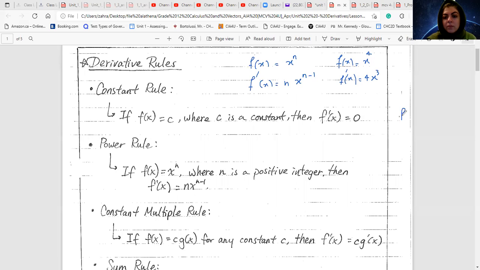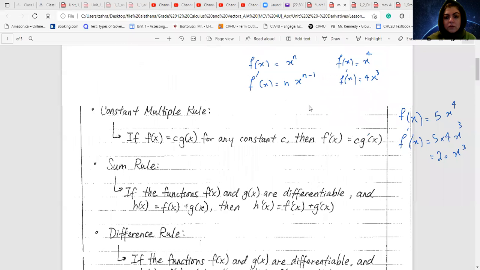If, for example, you have f of x equal to 5x to the power of 4, what do we do? The constant, you need to keep the constant. I'm going to keep the constant, then I would say the same thing. Power in front, so it's multiplied by 4, x to the power 4 minus 1, 3. And I simplify, this is going to be 20x to the power of 3.